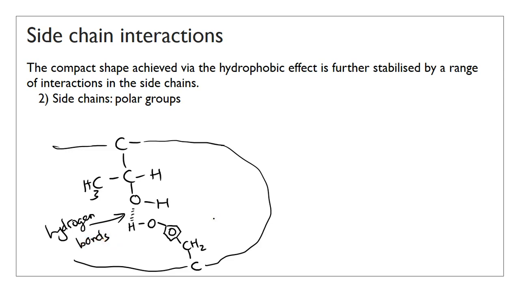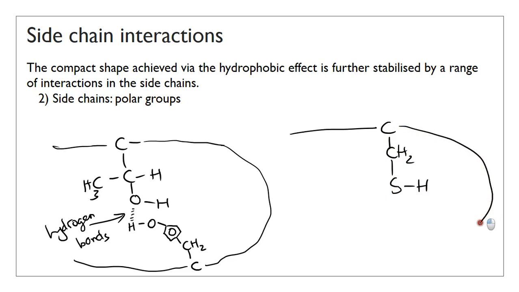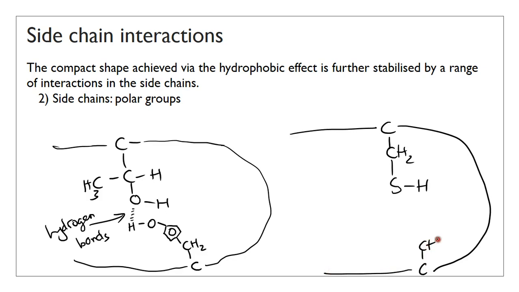Or another case is if you have cysteine being one of the amino acids. I really should know what cysteine looks like. So this is S and this is H. And then on the other side, let's go with one of the amines. So asparagine, for example, C, and then we have C double bond O, and then you have N, H, H.